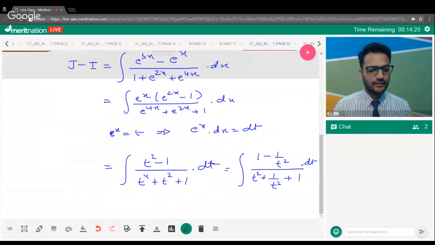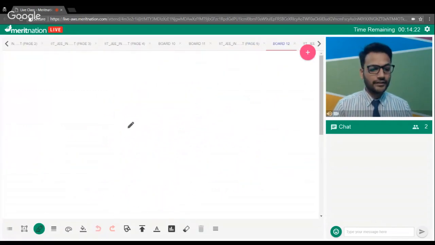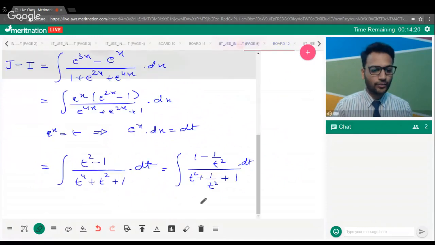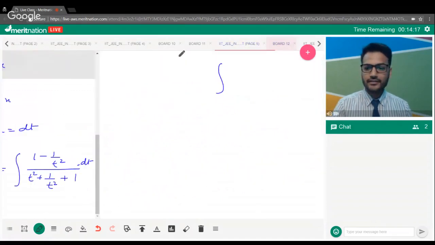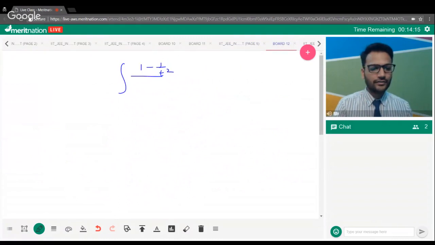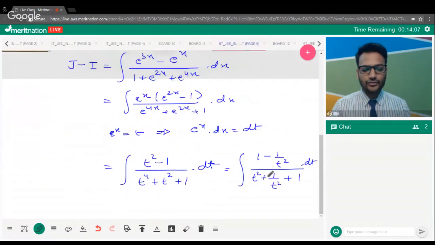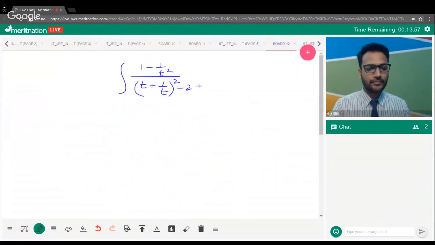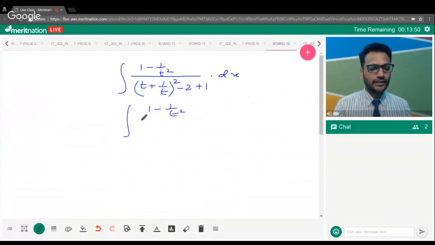Let's move to a different screen altogether. So it was 1 minus 1 upon t squared upon this. We already know the process. We'll write this as t plus 1 upon t whole squared. Completing the square method, t squared plus 1 upon t squared can be written as t plus 1 upon t whole squared minus 2. There was a plus 1 already, so minus 2 plus 1. Very nice.